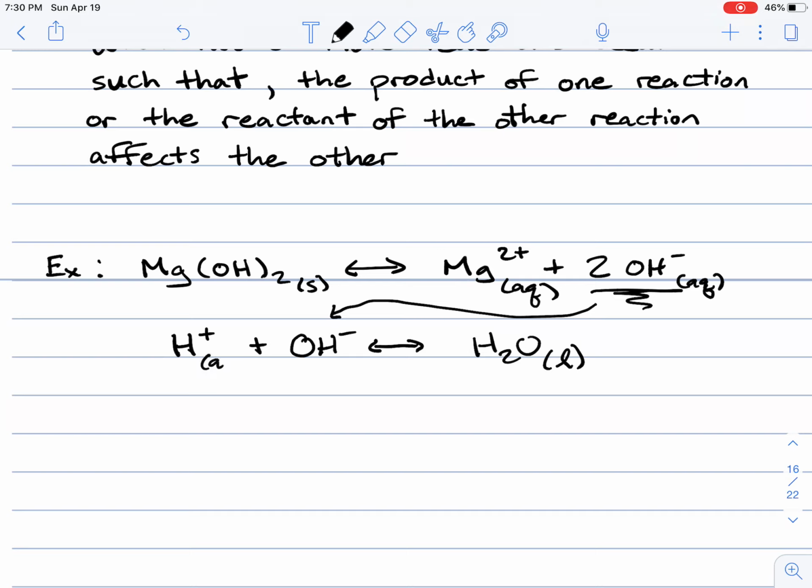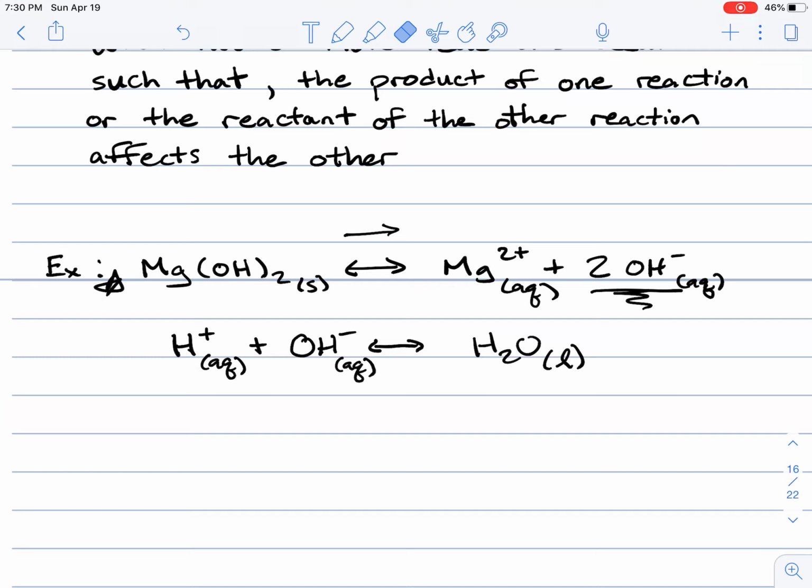So here we have two reactions that are occurring. We have a reaction where magnesium hydroxide, if we're looking at it just in the forward direction, the reverse direction does occur, but for this demonstration, we're just going to think about it in the forward direction. In the forward direction, we'll produce X amount of magnesium and X amount of hydroxide.